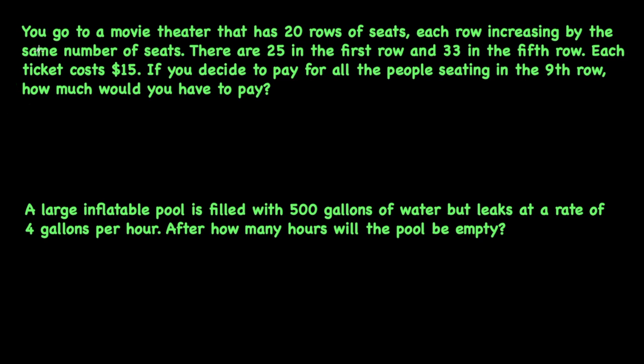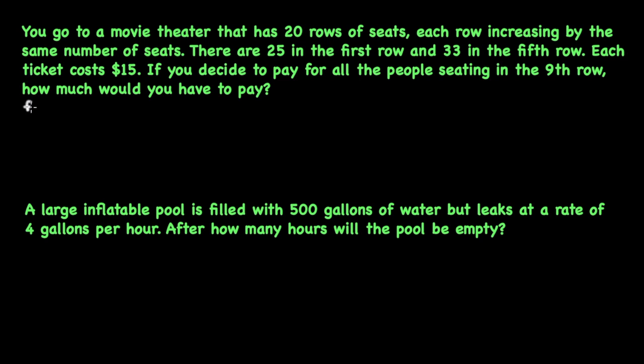So this first problem states, you go to a movie theater that has 20 rows of seats, each row increasing by the same number of seats. There are 25 in the first row and 33 in the fifth row, and each ticket costs $15. If you decide to pay for all the people sitting in the ninth row, how much would you have to pay? For this problem, we can simply write its explicit formula and then find the ninth term to find how many seats are going to be in the ninth row.